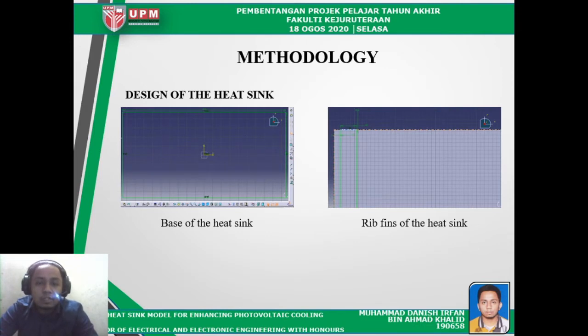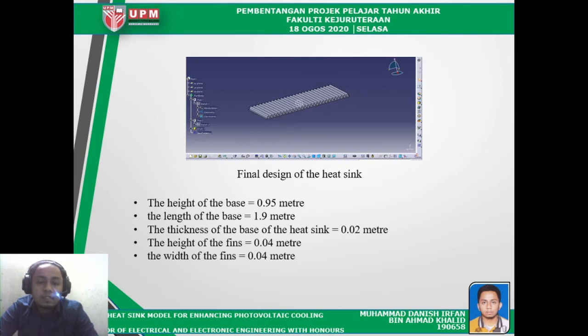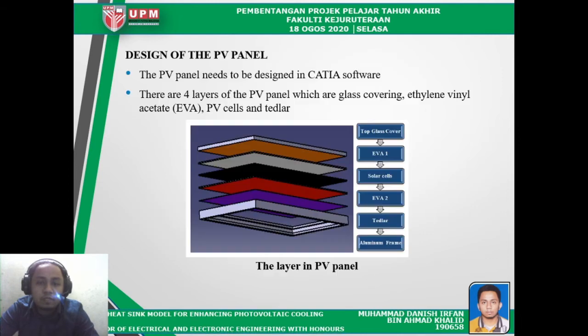So the methodology is from the picture shown in the slide. On the left side is the base of the heatsink and the right side is the design of the reed fins of the heatsink. So this is the dimension of my heatsink and the final result of the heatsink. The height of the base is 0.95 meter. The length of the base is 1.9 meter. The thickness of the base of the heatsink is 0.02 meter. The height of the fins is 0.04 meter. The width of the fin is 0.04 meter.